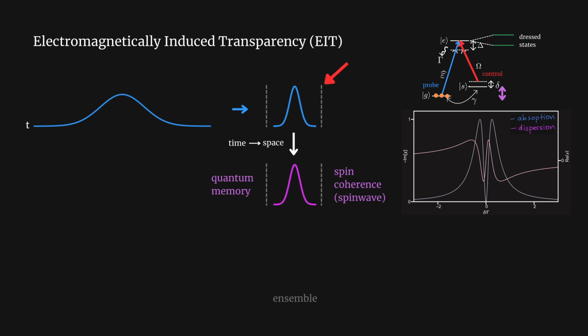Finally, when we want to recall this, again, adiabatically we turn on the control field, and all the spin wave is mapped back into the optical field, and it exits our ensemble. So this is the fundamental principle behind EIT-based quantum memories.